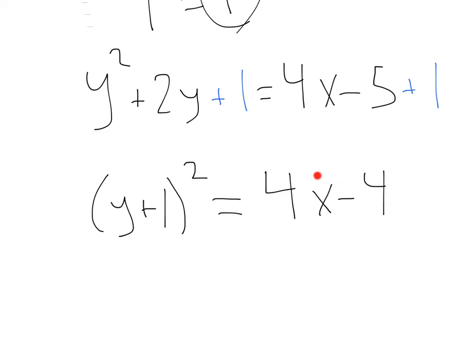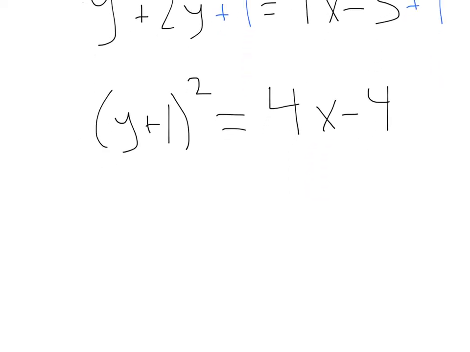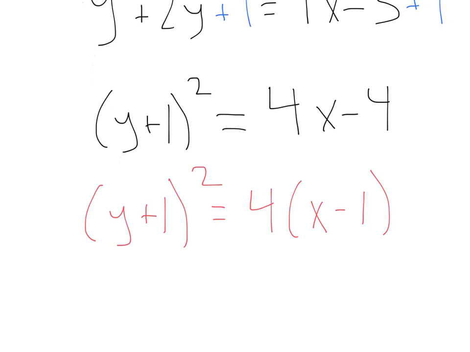Last thing we need to do is get this coefficient of 1 next to the x. We can factor out a 4, giving us a final standard form of the equation of a parabola, (y plus 1) squared equals 4(x minus 1).